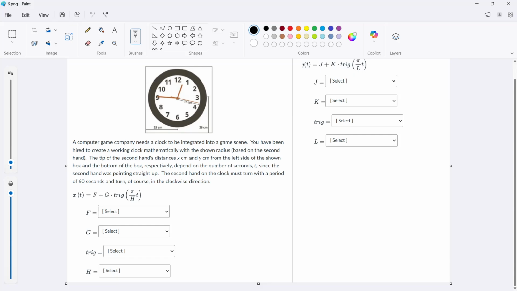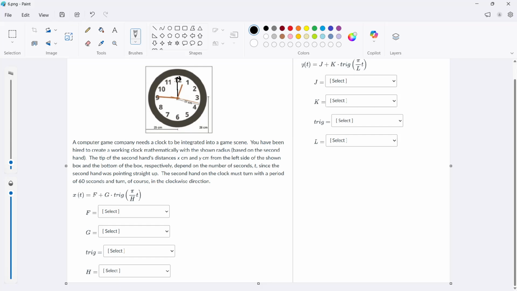So this computer game company needs a clock to be integrated into a game scene. You have been hired to create a working clock mathematically with the shown radius. The tip of the second hand's distance x and y from the left side of the shown box and the bottom of the box depend on the number of seconds t, since the second hand was pointing straight up. A lot of times when I've seen this question, it doesn't mention where the clock starts. So I'm starting straight up.